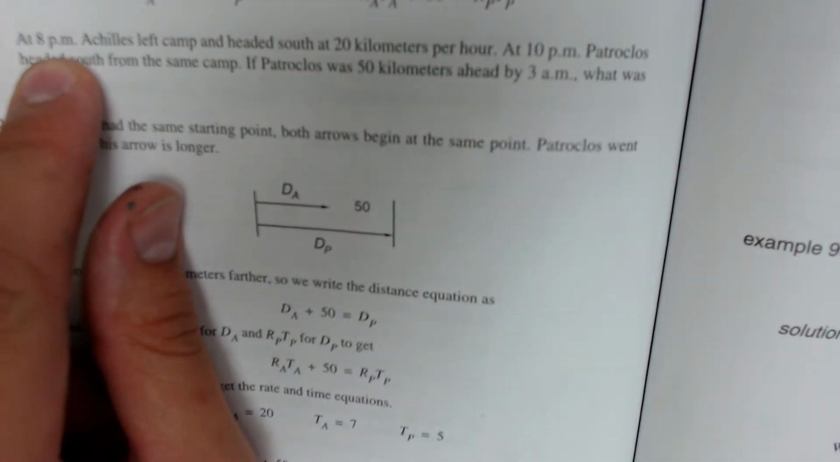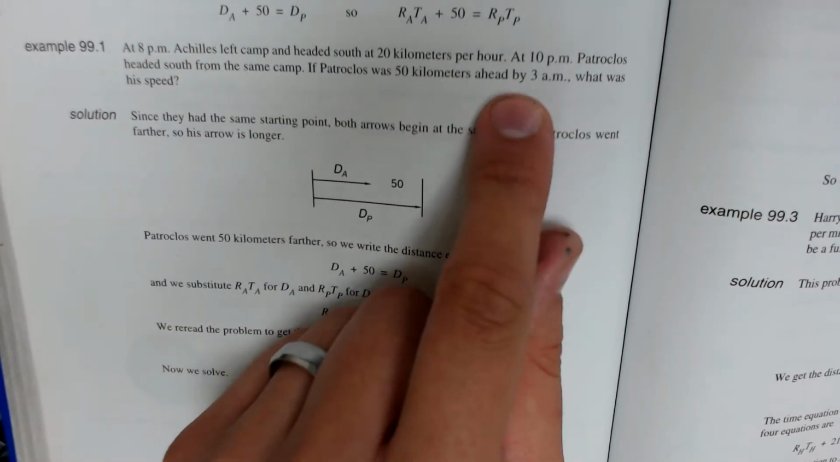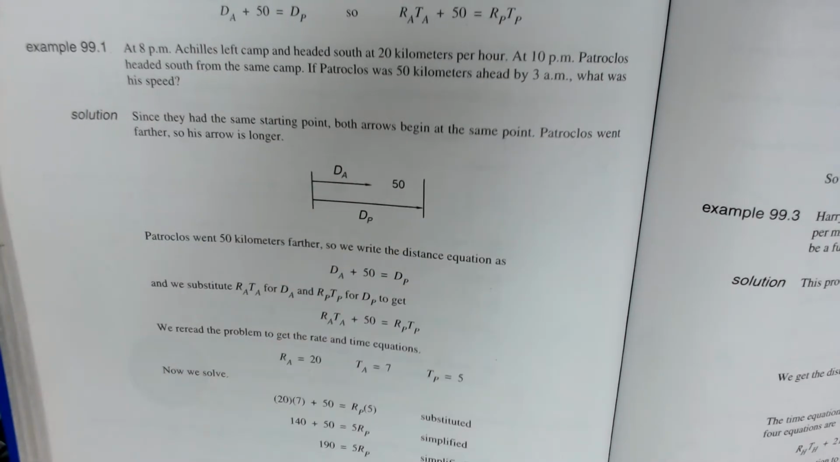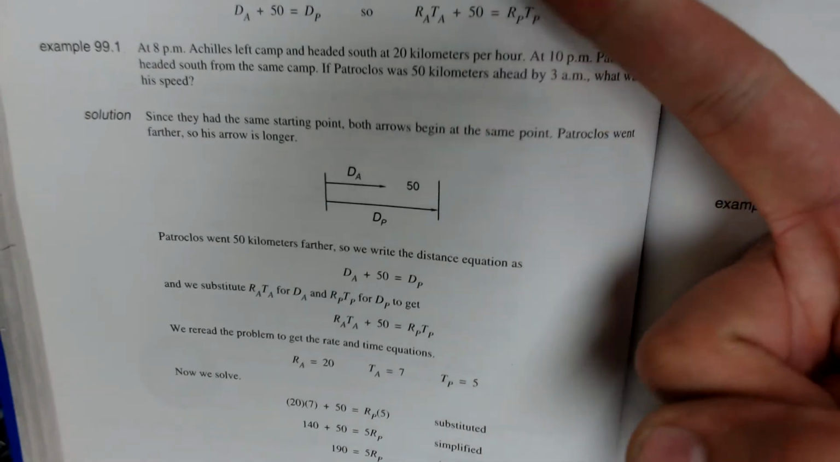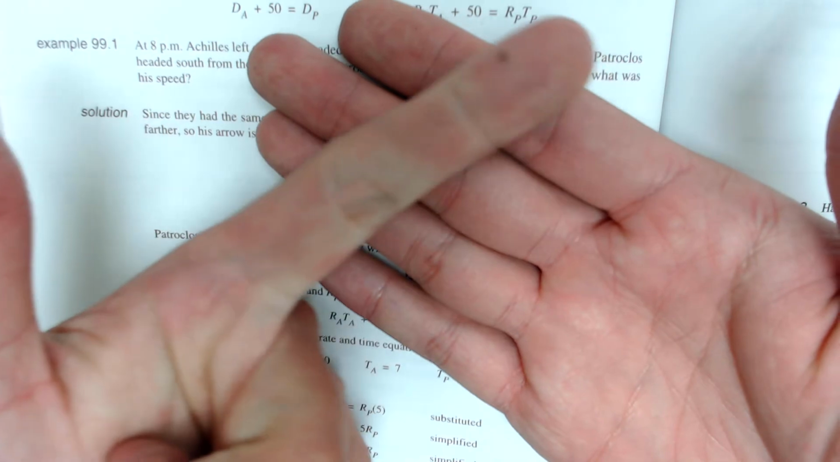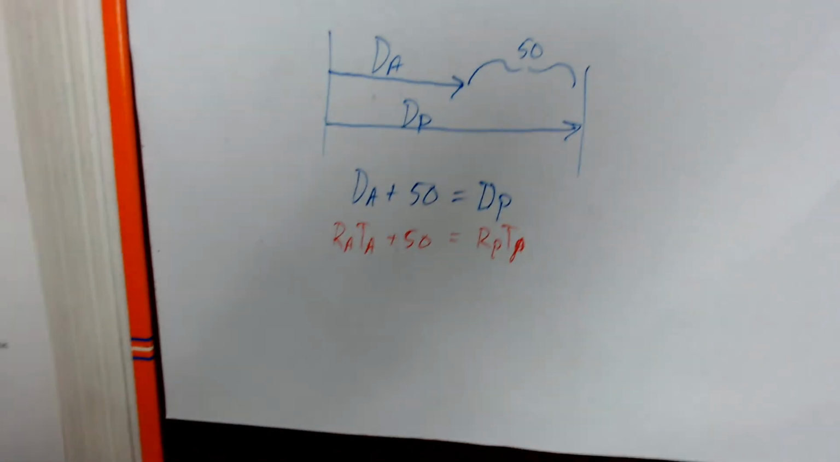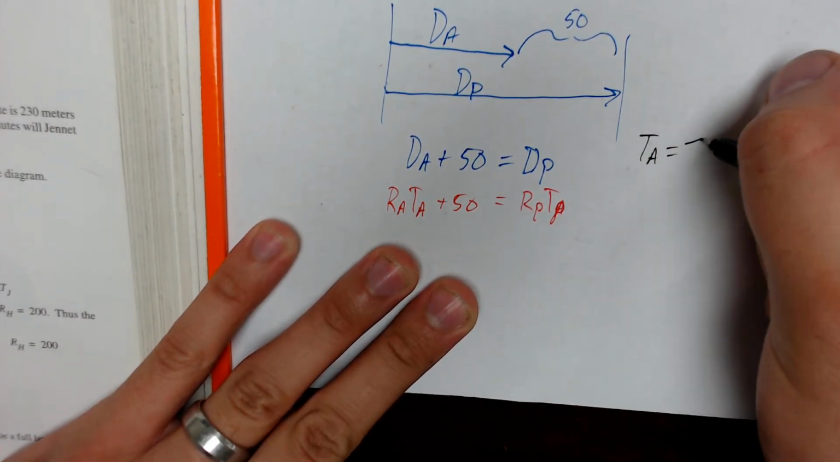And then if Achilles left at 8 p.m. and the time we're going to is 3 a.m., we have to count how many hours it is from 8 p.m. to 3 a.m. So 8 p.m., so we've got 9 p.m., 10 p.m., 11 p.m., 12, 1 a.m., 2 a.m., 3 a.m. So 7 hours. So Achilles' time is 7 hours. So I can go over here and put time of Achilles is equal to 7.